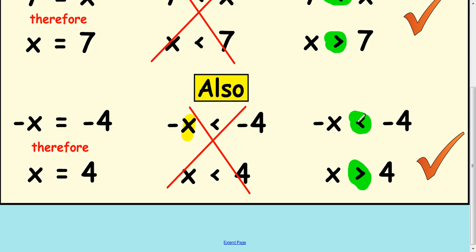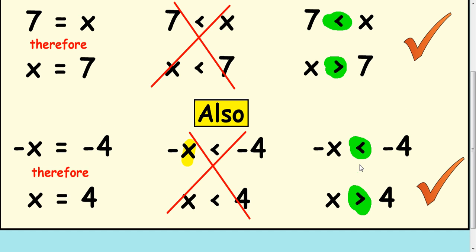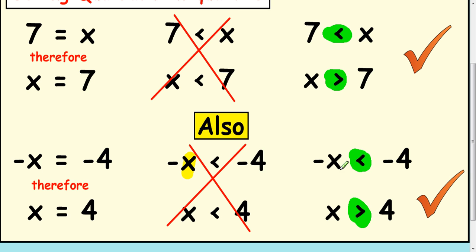So if negative x is less than negative 4, then when you're dividing through by negative 1, you've got to say x is greater than 4. You switch the sign around. Two important points to note to keep yourself right when dealing with inequalities.